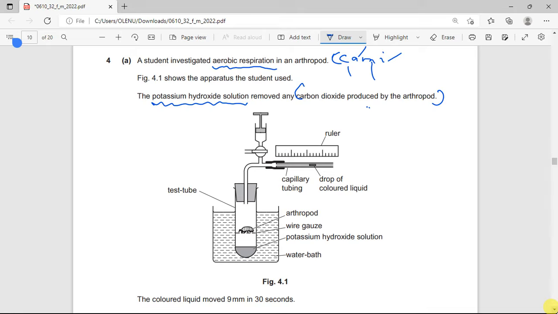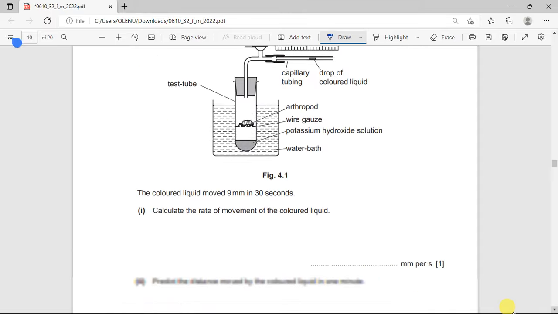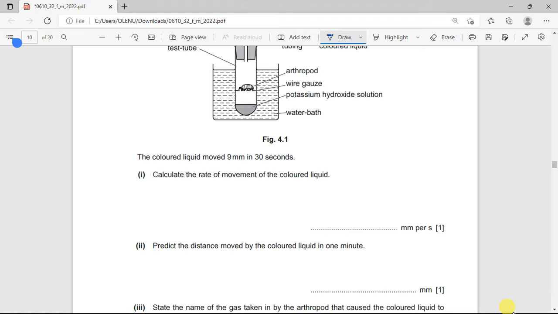So what will be the question? We have the arthropod, and potassium hydroxide absorbing inside the water bath. The colored liquid moved 9 millimeters in 30 seconds. Calculate the rate of movement of the colored liquid. Now, in IGCSE biology, once you're given the unit, you can actually use it as a clue for your answer. So here we have millimeters per second. It simply means mm over s. So it moves how many millimeters, which is 9, in how many seconds? 30. So 9 divided by 30 will give you 0.3 millimeters per second.